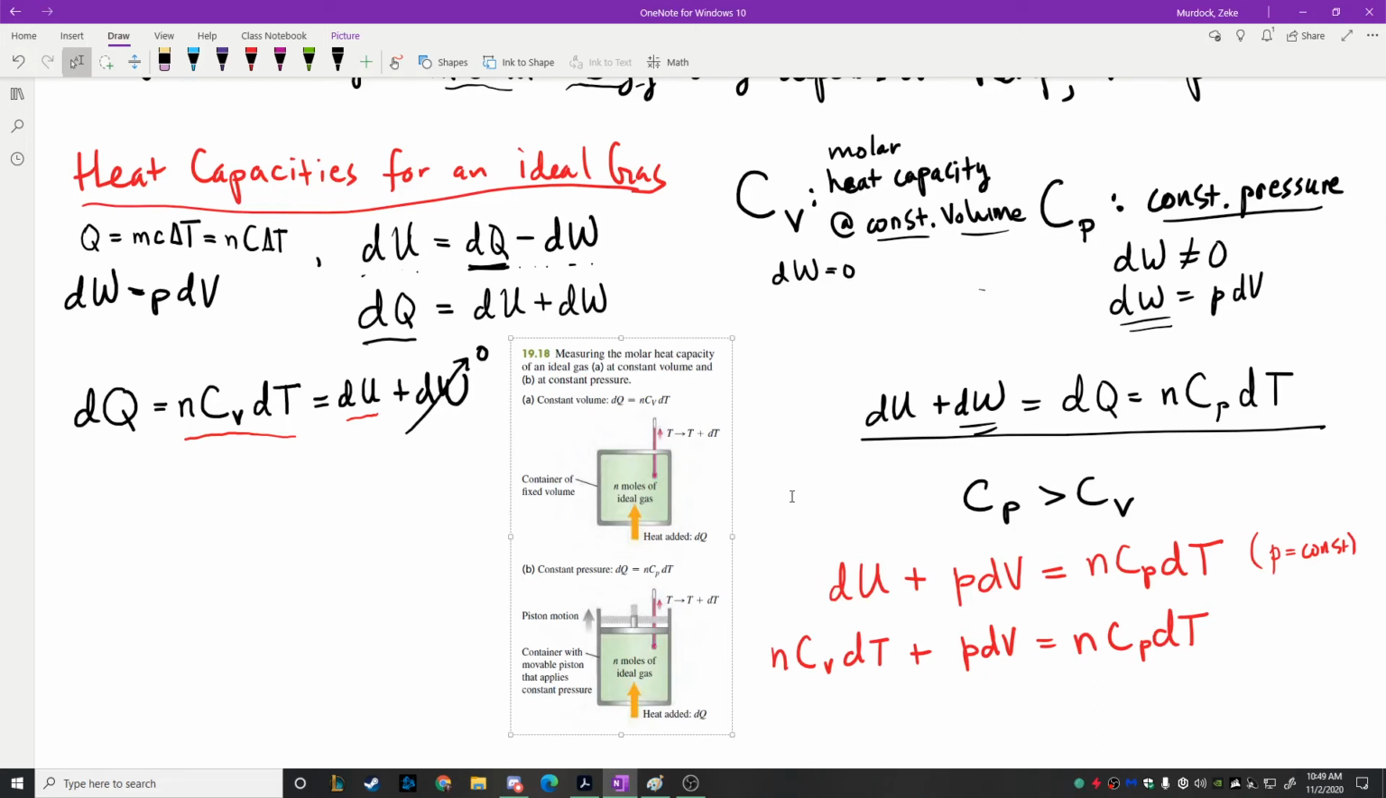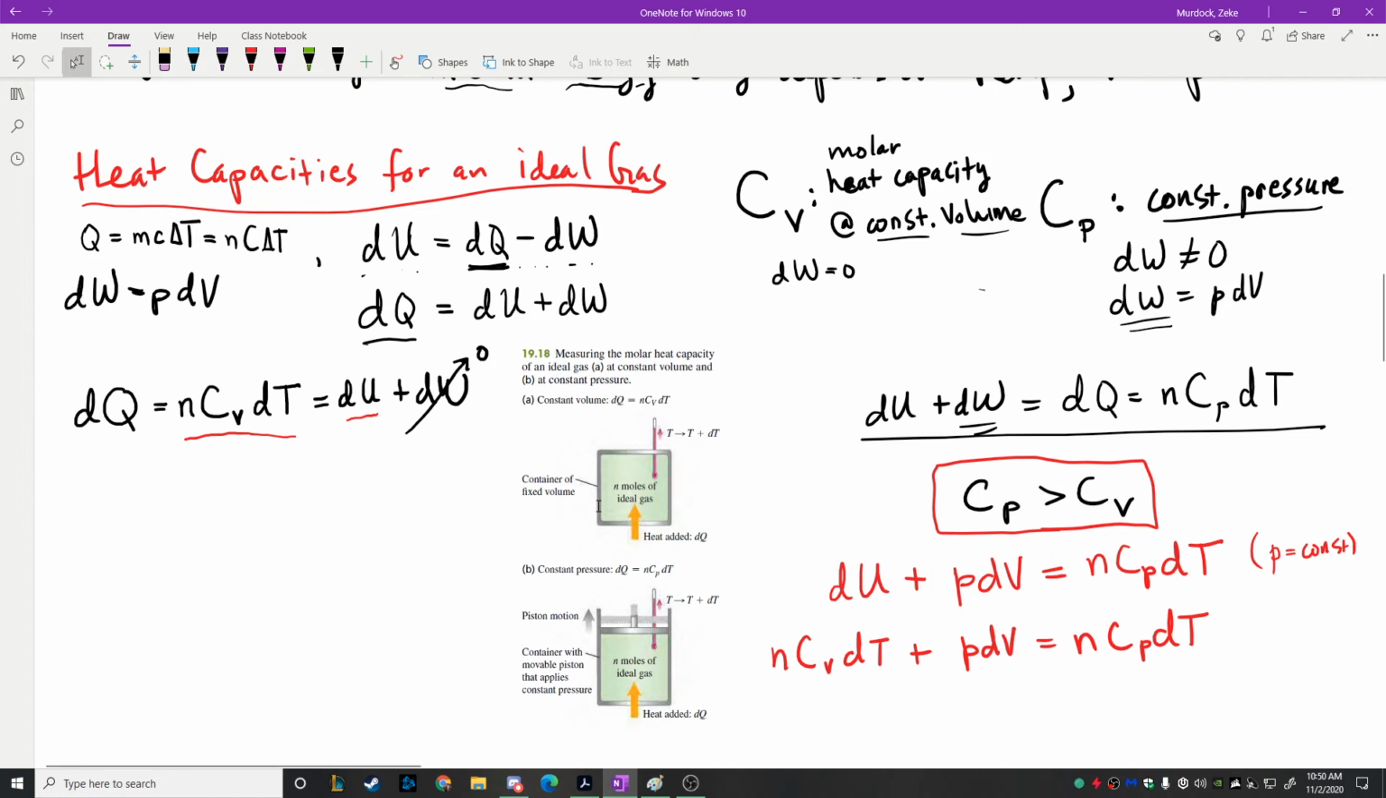So we want to prove, we already kind of proved why this is true. Your question is showing why CV is greater than CP. It's the other way around. CP is greater than CV. But we also want to know what their relationship is. We kind of want to know what the ratio of them is.